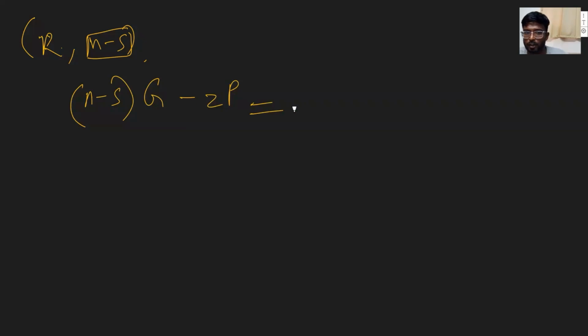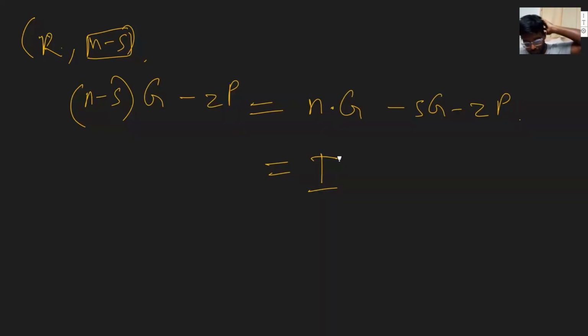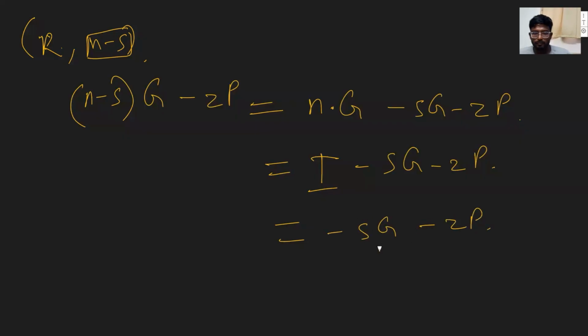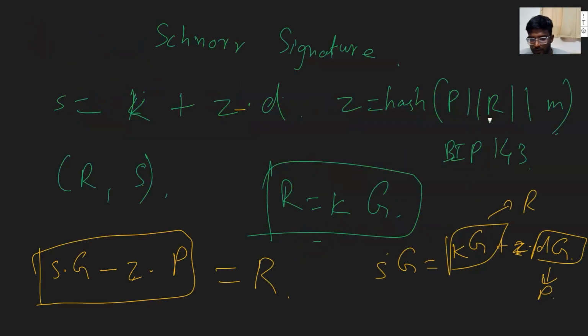Now let's expand this equation. We get n into G minus s into G minus z into P. This n into G is nothing but the identity element I, because n is the order of this elliptic curve group. This identity element is the point at infinity. I'm once again referring to the Jimmy Song book, chapter 2. It is the identity point. So this gets simplified: since this is the identity element, this will be equal to minus s G minus z P.